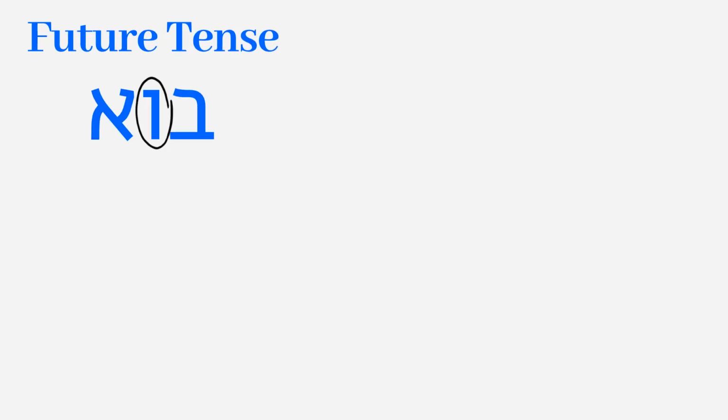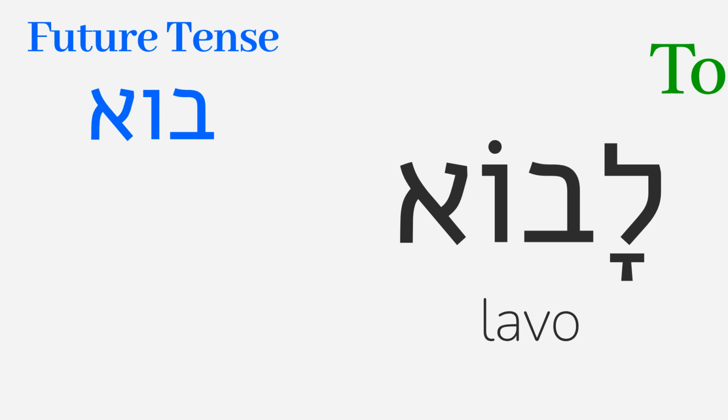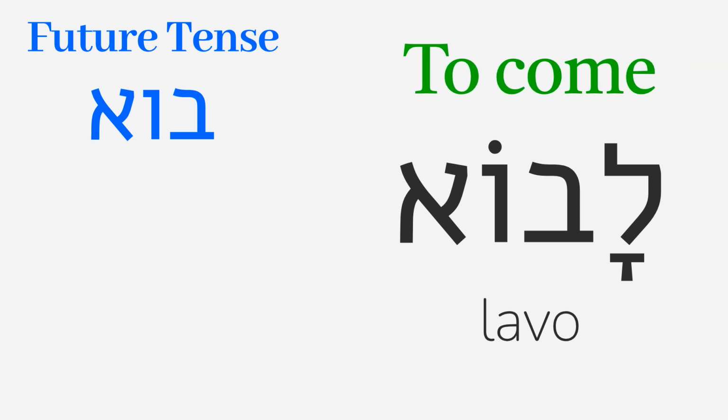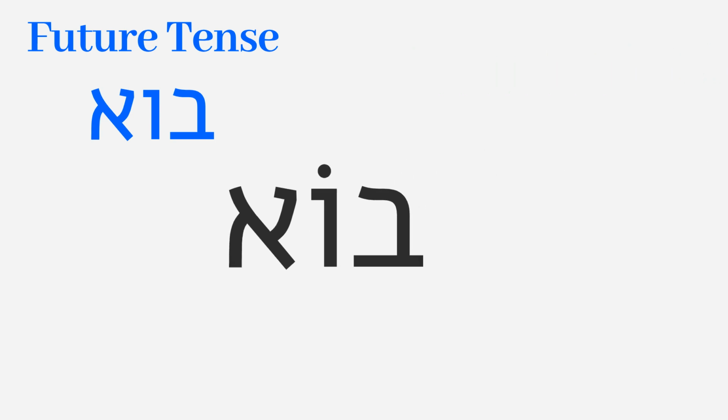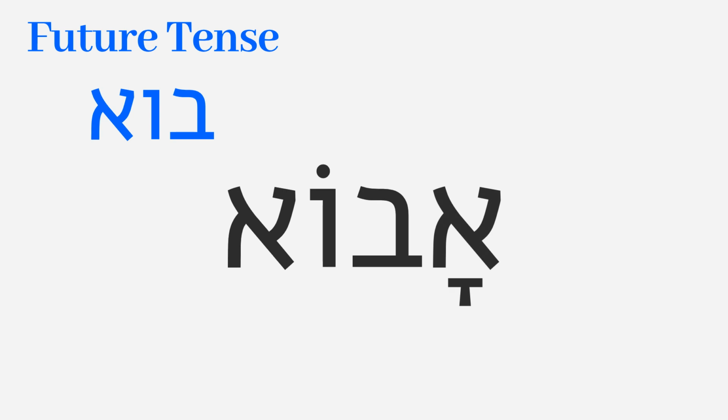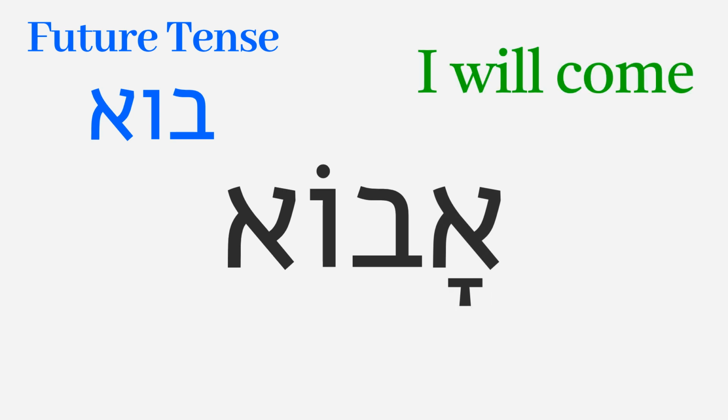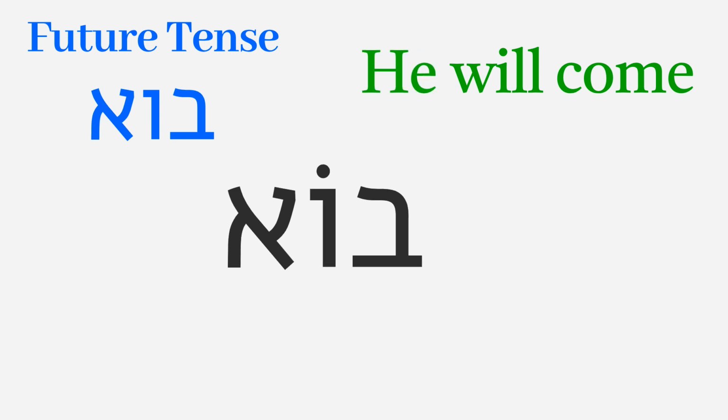The last irregular form of the future tense we've learned so far is of hollow roots whose second letter is a vav that acts as a vowel. For an example, let's use the verb lavo, which means to come, and which is from the root beit vav aleph. To make the future tense of hollow roots, we take the 3 root letters as they are in the infinitive, and then add the prefixes, which now have their vowel as a kamatz. So, I will come, for example, is avo, and he will come is yavo.